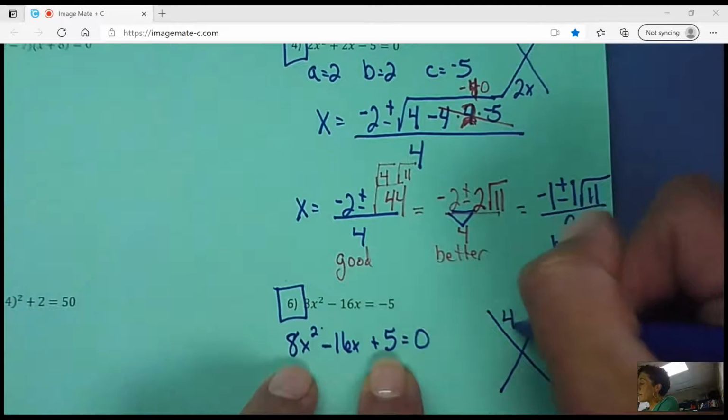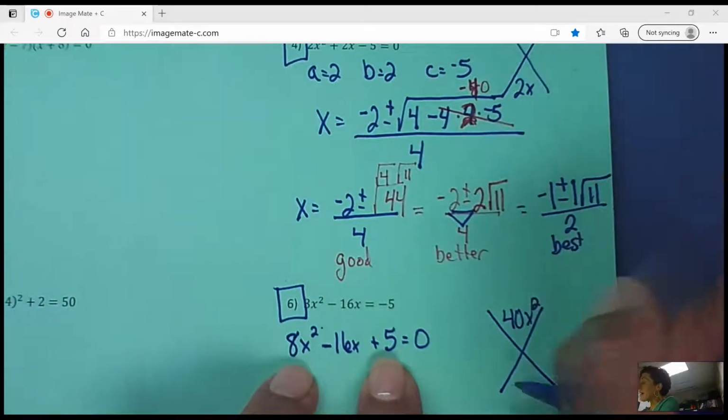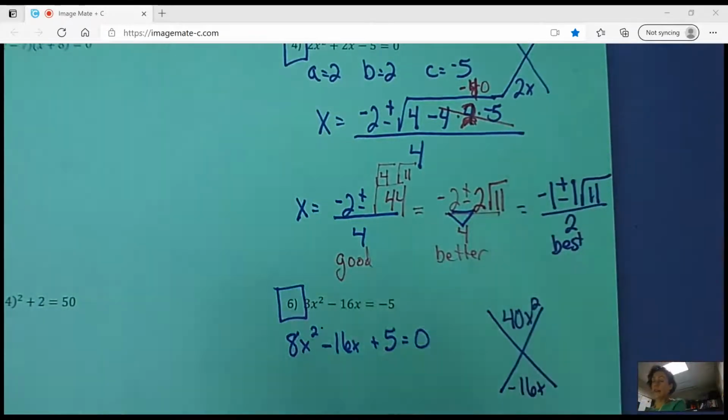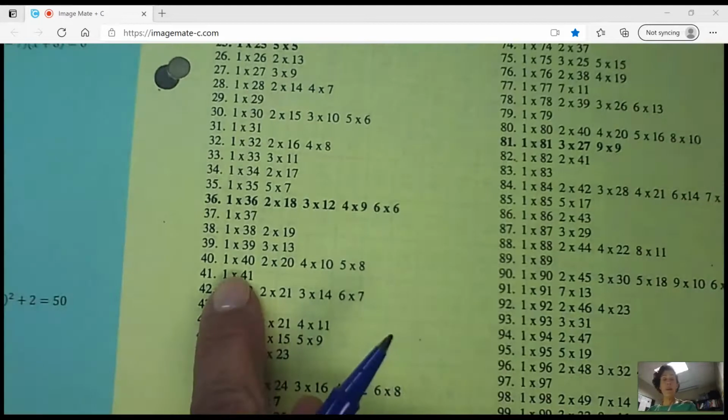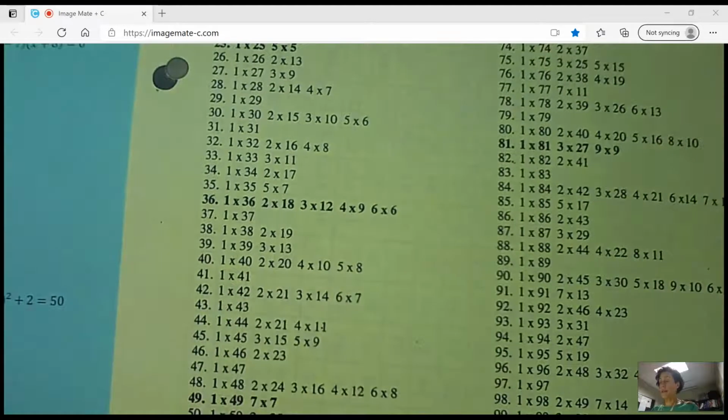So are there factors of 40 that get me to negative 16? So if we do a quick look here, as it turns out, there are no factors of 40 that get me to 16. So then what I'm going to do is go back to that quadratic formula.